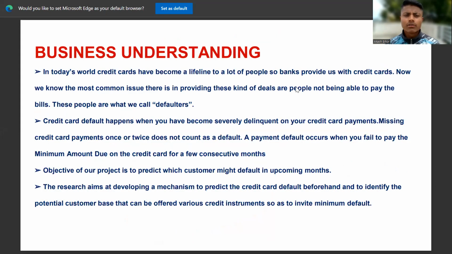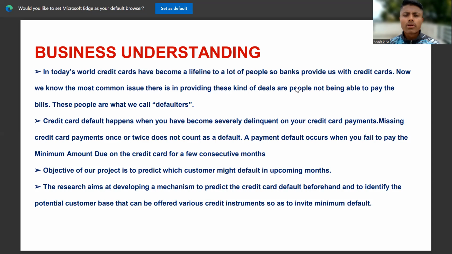In today's world, credit cards have become a lifeline to a lot of people. So banks provide us with credit cards. Now we know that the most common issue in providing these kinds of deals is people not being able to pay the bills. These people are what we call defaulters.